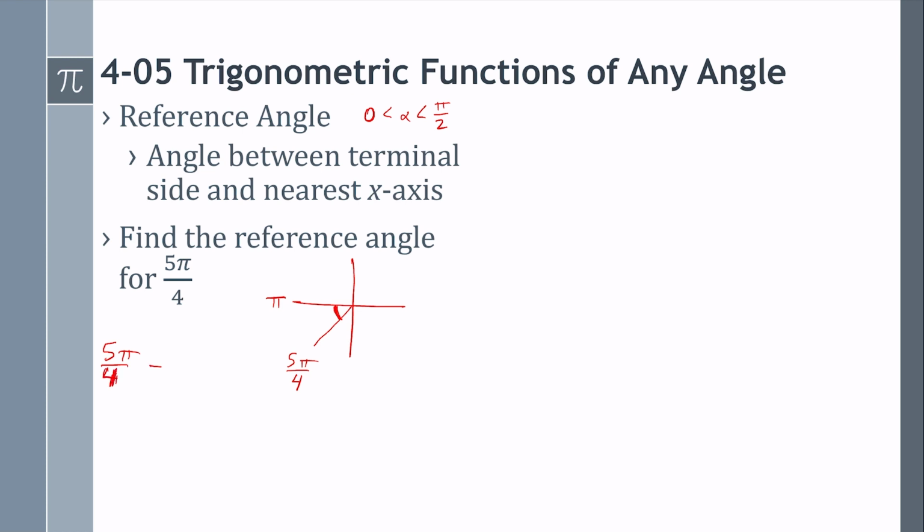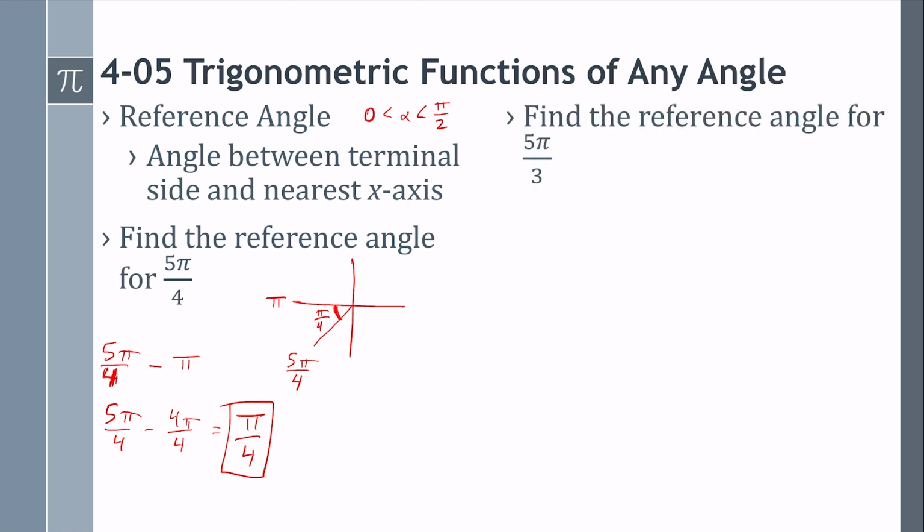So 5 pi over 4 minus pi. Of course, we need a common denominator, so that would be the same as 4 pi over 4. So when you subtract 5 pi over 4 minus 4 pi over 4 is 1 pi over 4. So that is our reference angle.